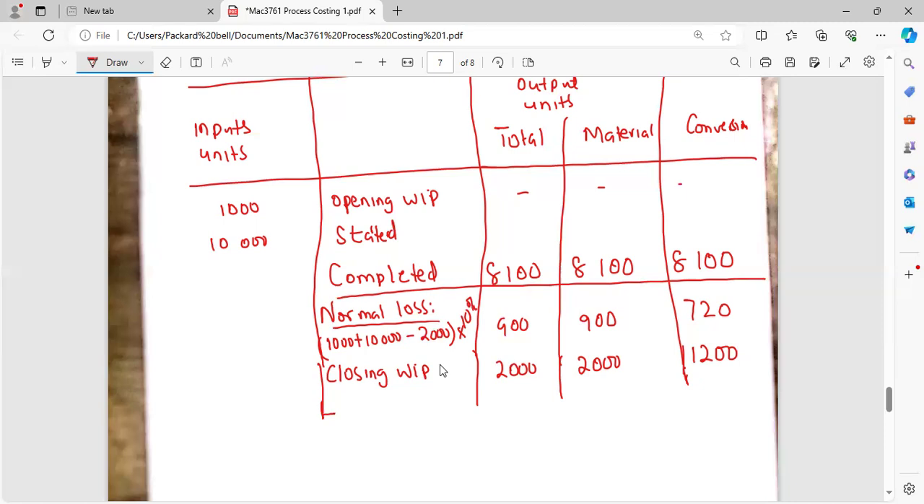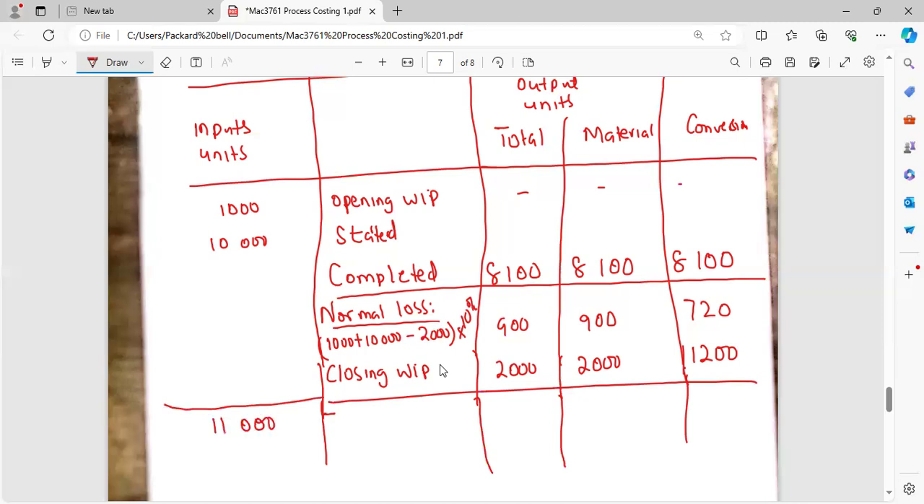Let's just check. So here is 11,000. We must get 11,000 here so that we determine that we don't have abnormal loss. So it's going to be 8,100 plus 900 plus 2,000. So it's still 11,000, which means we don't have abnormal loss. If there is a difference between this figure and this figure, if this one is more than here, the balancing figure will be abnormal loss. If this is bigger than this one, the balancing figure will be abnormal gain.